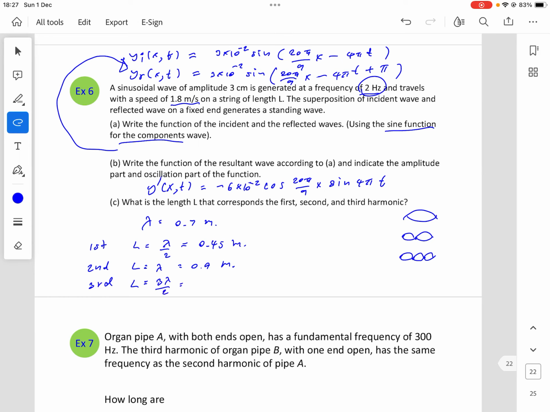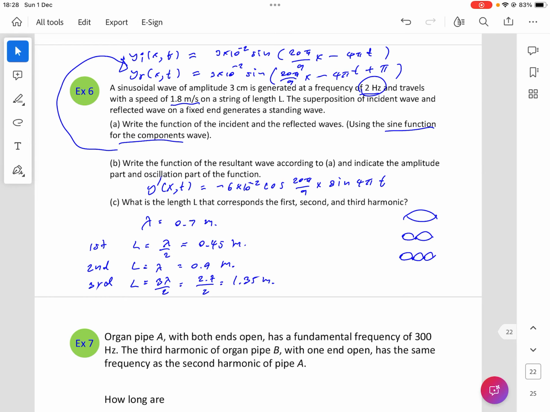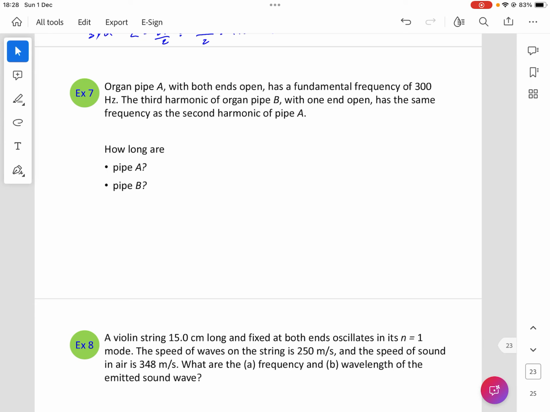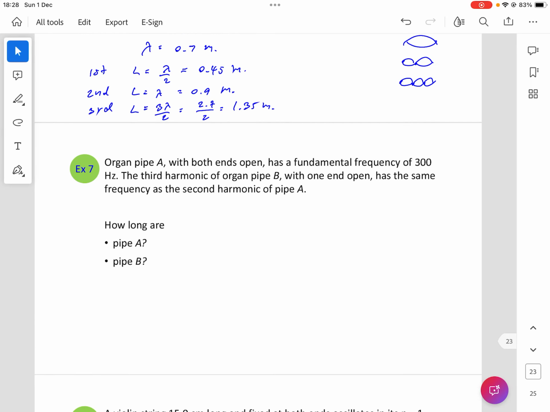So what you get is 1.8 divided by 2. Sorry, this is wrong. It should be 2.7 divided by 2. So this becomes 1.35 meter. And that is for exercise 6. Not sure if we need to do anything on this. It might be a bit different. Okay, let's try exercise 7.